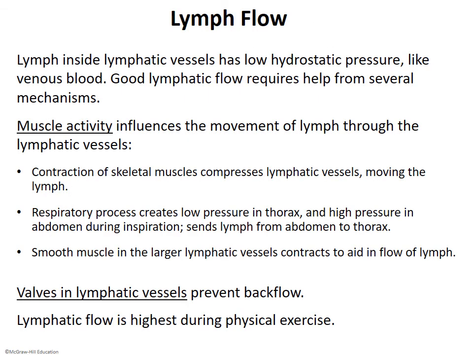Now, lymph inside lymphatic vessels has low hydrostatic pressure, like veins, and so they have several mechanisms to help it get back, and they're basically the same things as for veins. Contraction of skeletal muscle helps push it through by compressing the lymphatic vessel, moving lymph up to the next valve, and then moves it up to the next one, and so forth. Respiratory process creates a low and high change in pressure in the thorax, and that helps push it up. And then the larger lymphatic vessels will have some smooth muscle that will help it.